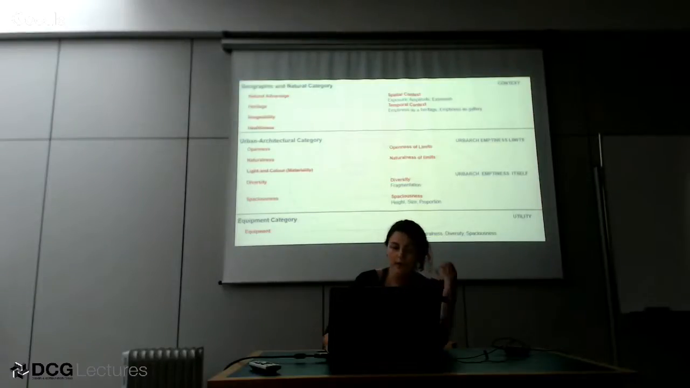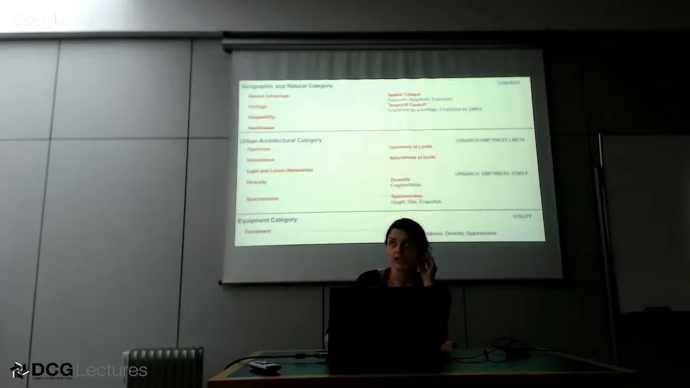So going back to my matrix, I didn't think about imageability and healthiness. As you see, on the geographic and natural category, I concentrate on natural advantage and heritage. Okay, and then on urban architectural, I concentrate on all, minus materiality, because materiality is so obviously a quality of the built and not of the unbuilt, and finally on equipment.